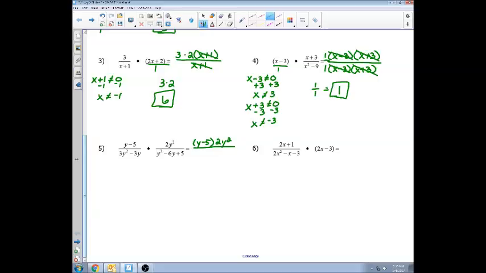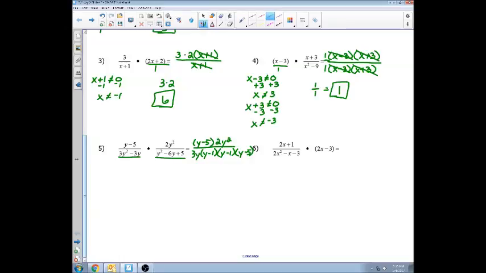Okay. Then I have 3y squared minus 3y. In this case, it is not a monomial, so I need to try to factor it. I can factor this using a GCF, which would be 3y, which would give me y minus 1. Y squared minus 6y plus 5, again, is not a monomial, which means I need to try to factor it. What can multiply to positive 5 and add to negative 6? Well, that would be negative 1 and negative 5. Okay? Negative 1 and negative 5.